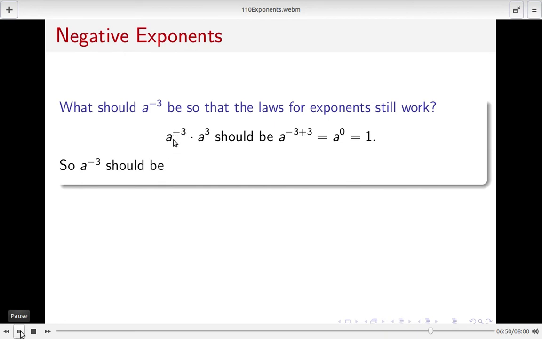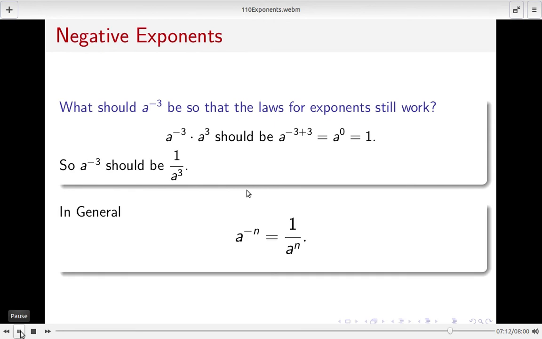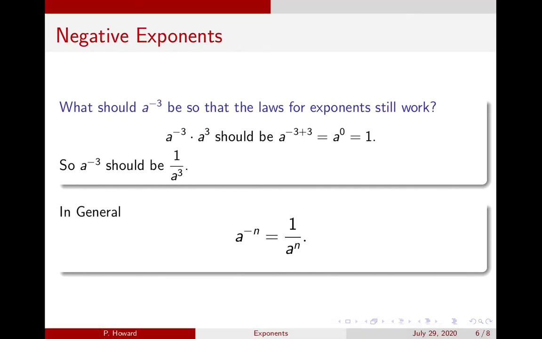So a to the minus 3 is the number you multiply by a to the third to get 1. And there's only one number that does that, namely 1 over a to the third. This is the number which, when multiplied by a to the third, will give you 1. And in general, for negative exponents, a to the minus n is defined to be 1 over a to the n. It's defined this way so that the laws for exponents will continue to hold even if negative exponents are allowed.